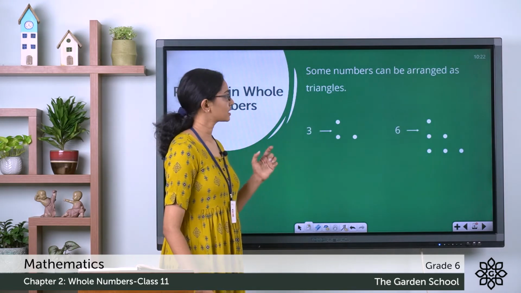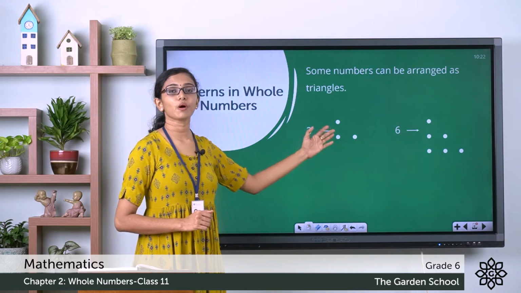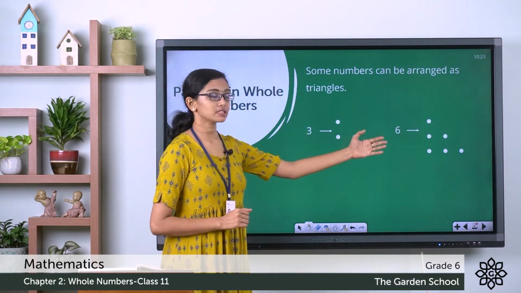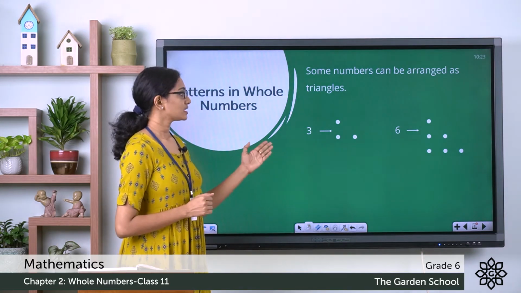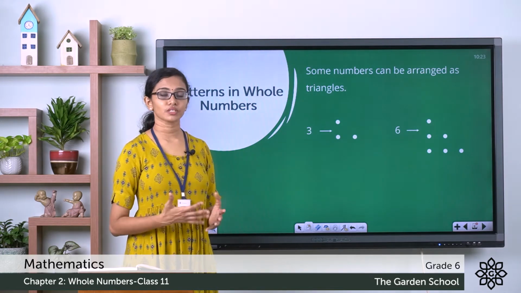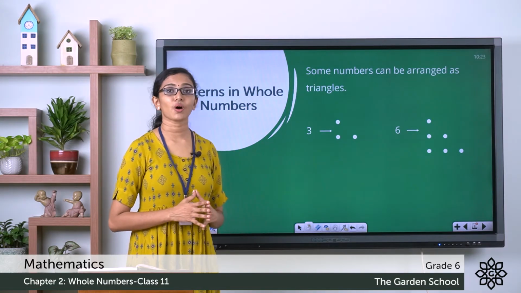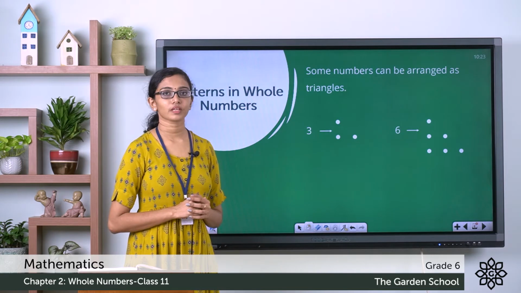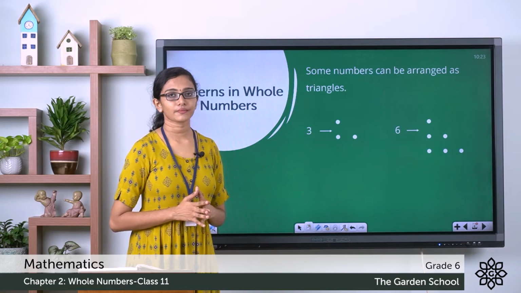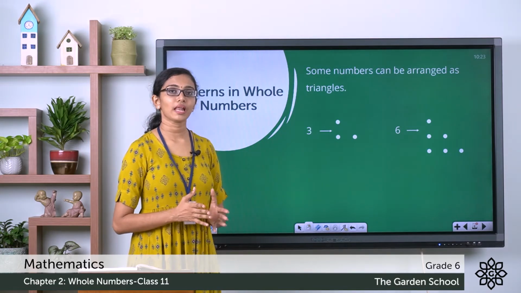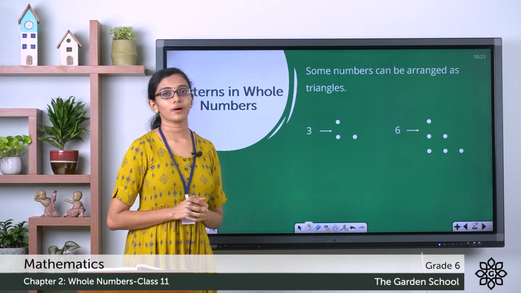Now the next one. Here we have the number 3 represented using dots and arranged in the form of a triangle. Here the number 6 is arranged in the form of a triangle using dots. These numbers, which can be arranged in the form of a triangle, are also called triangular numbers. Note that the 2 sides of the triangle should be of the same length. The bottommost row will have the most dots. The topmost row will only have 1 dot.